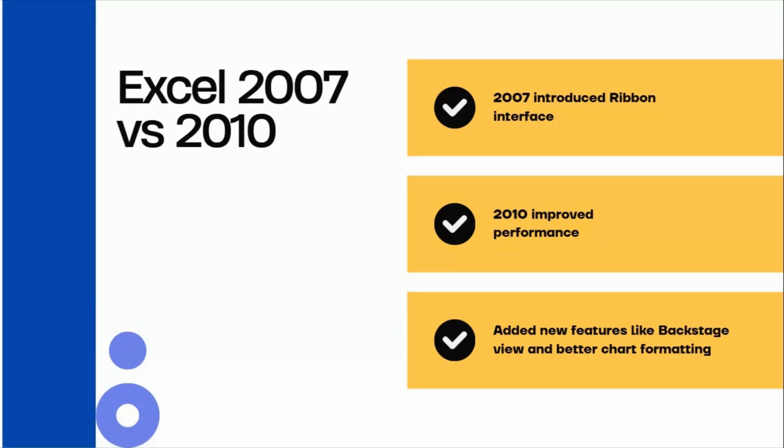Basically, 2007 introduced the ribbon interface. I'll also explain this ribbon interface in the introductory videos. And 2010 improved the performance in Excel. Last one is backstage view and chart making. So these are the features that were added.